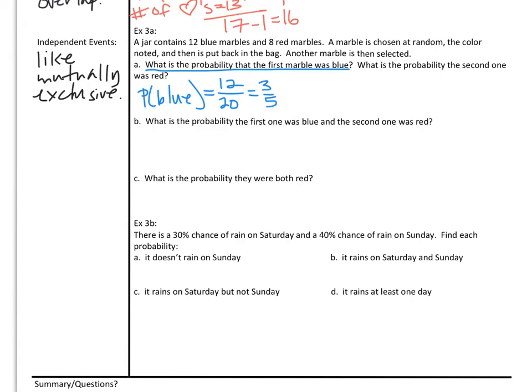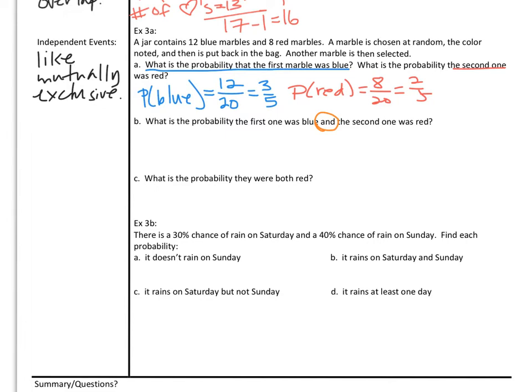What's the probability that the second one is red? Well, there were only 8 red marbles out of the 20 total, and that's only 2/5. Now it asks you, what is the probability that the first one is blue and the second one is red? So "and" is where our operation comes into play.